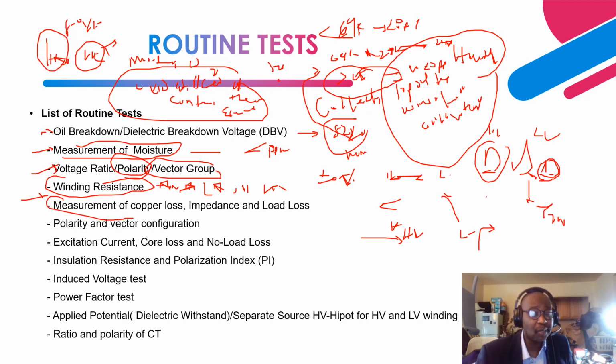Next is the measurement of copper loss, the impedance test, and load loss tests. For a factory test and routine test, this is the test you are doing.